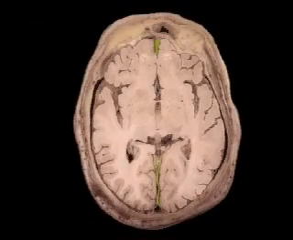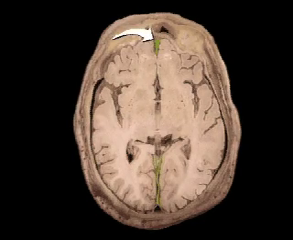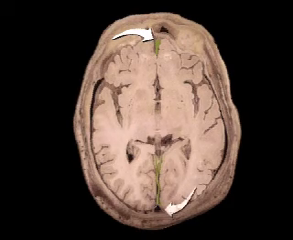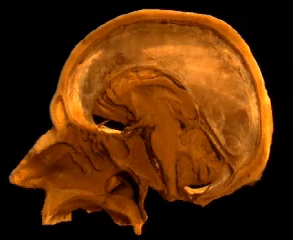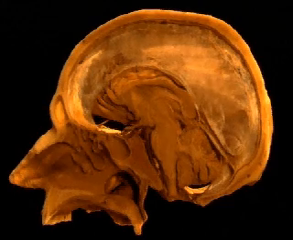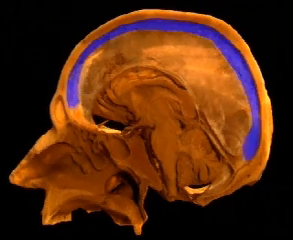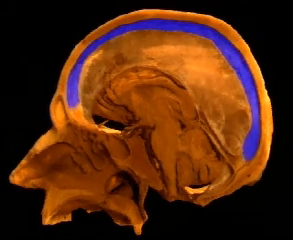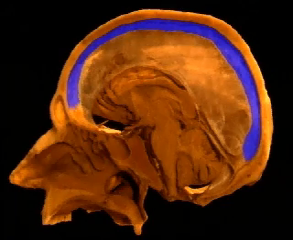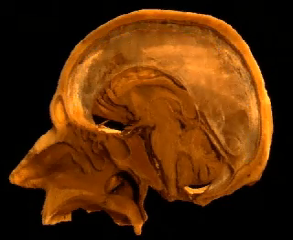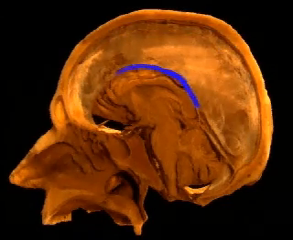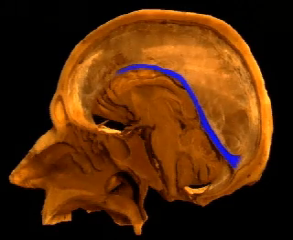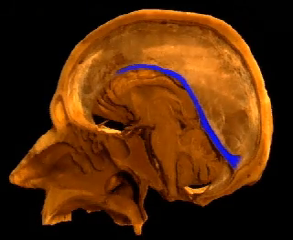The falx cerebri lies in the midline between the cerebral hemispheres. It is attached to the crista galli of the ethmoid bone and the internal frontal crest anteriorly, and posteriorly to the internal occipital protuberance. Between the two, within its attachment to the roof of the skull, is the superior sagittal sinus. Anteriorly, the free lower border of the falx cerebri contains the inferior sagittal sinus, which drains into the straight sinus at the junction of the falx cerebri and the tentorium cerebelli.